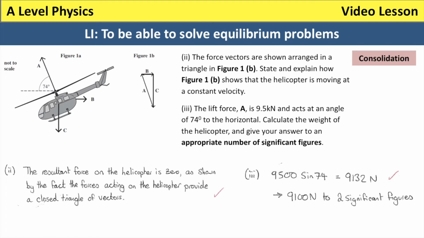So 9,500 times by sine 74 gives me an answer of 9,132 newtons. You would lose a mark for quoting that as the final answer though, because everything in the question has been quoted to 2 significant figures. 9.5 is 2 sig fig and 74 is 2 sig fig, so I would have to round 9,132 to 9,100 newtons.